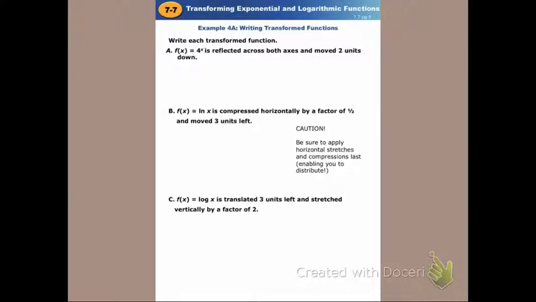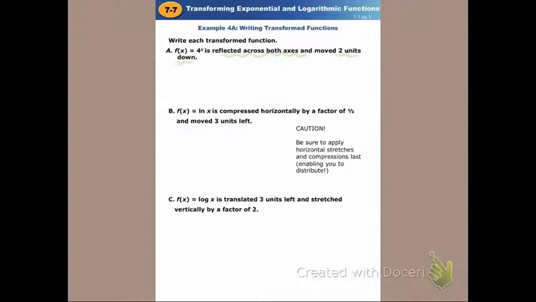Example A says that our function is f of x equals 4 to the x. So we know this is an exponential growth function. Base is greater than 1, so it's growing. And this graph is going to be reflected across both axes. Okay, so we want to reflect across both axes, and then we want to move it 2 units down.